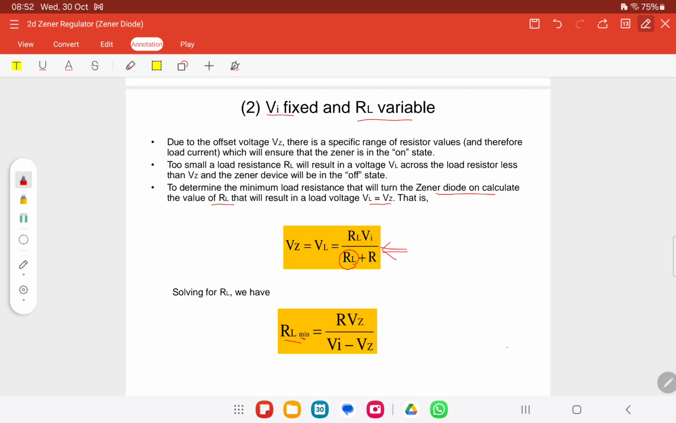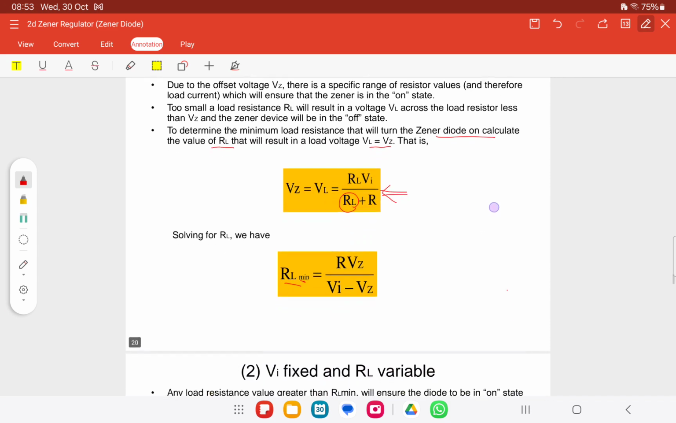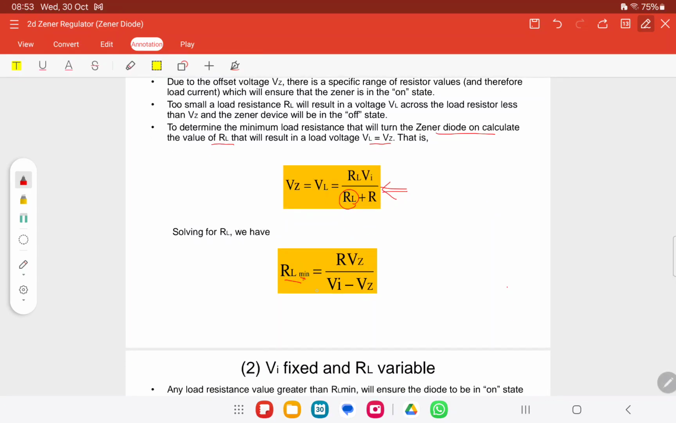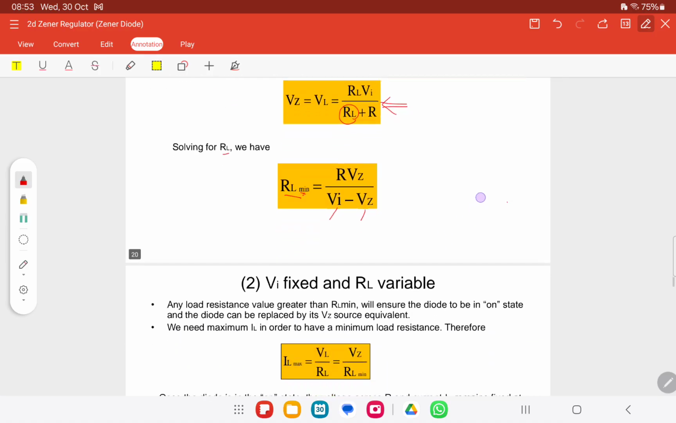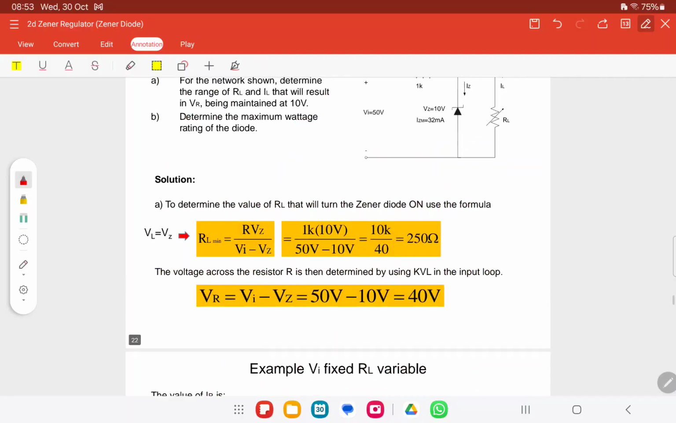Sometimes you solve it and get the answer first, then you can determine which is which. Oh, the earlier one is min, this one is max. Because we get one value, then we find the next one. If we get a smaller one, then the earlier one is max and the second one is the min. So not to worry about RL min or RL max. This is to find the RL first, from the given voltage source and the given VZ. Okay.